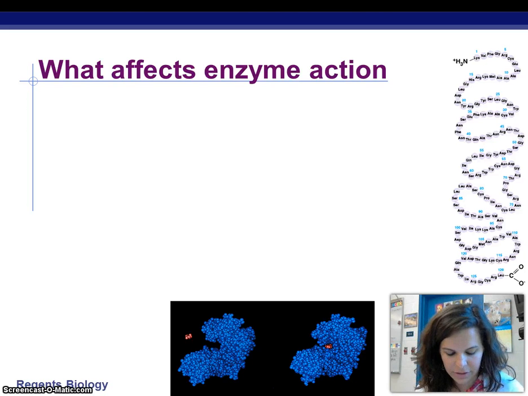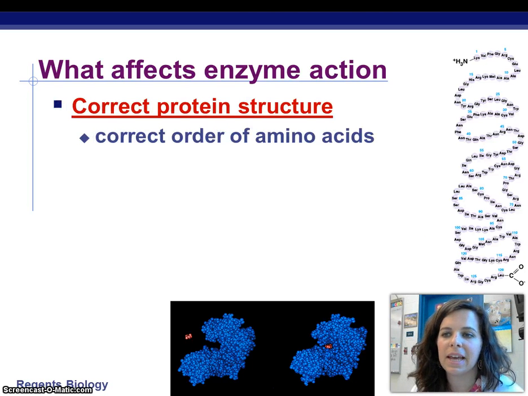So different things are going to affect enzyme action. The first thing is that you need to have the correct protein structure. So you have to have the correct order of amino acids. If you look at this picture on the right-hand side, each of these little bubbles is a different amino acid. Okay? And all of those amino acids are going to create the protein. If even one of them is wrong, it could make a huge mistake in the protein's shape. And as I said before, shape is really important.